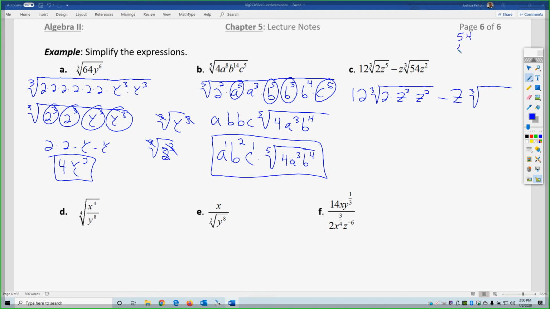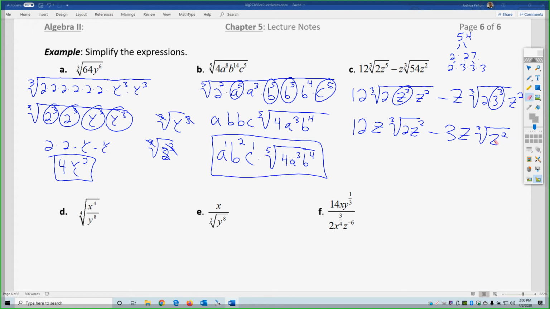54. If you think about what 54 is, that's 2 times 27, which is 2, 3, 3, 3, correct? So that's 2 times 3 to the third, and we have a z to the second. So we have a 3 that can come out here, and a z that can come out here. So that's 12z third roots of 2z squared left over, minus a 3 comes out, 3z third roots of z squared. 2z squared, I'm sorry, I forgot the 2 there. Now, if you look, they're actually like terms. So 12 minus 3 gives me 9z times the third root of 2z squared as our final answer.